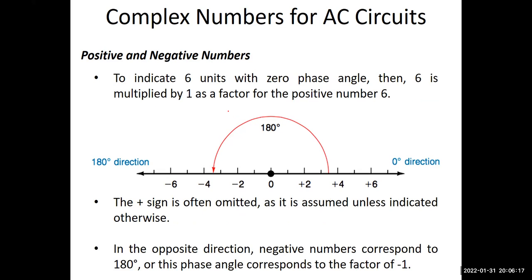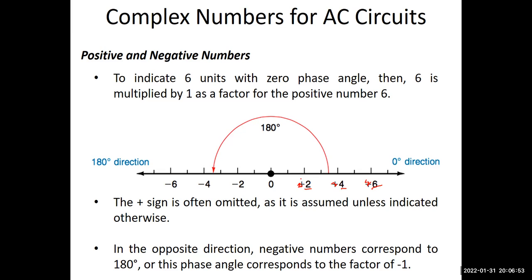So to indicate 6 units with 0 phase angle, 6 is multiplied by 1 as a factor for the positive number 6. The positive sign is often omitted as it is assumed unless indicated otherwise. Okay? So pwede naman natin isulat na ito ay 2 lang, 4, ito ay 6 lang, without the positive signs. Alam naman natin na kapag sinulat natin yung any integer without the sign, it is a positive number.